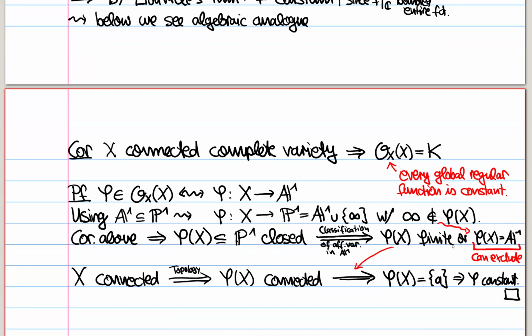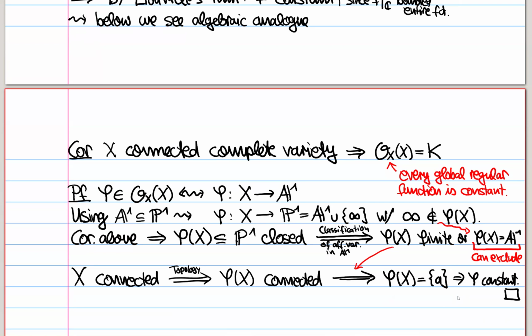And we want to show it's constant, but now we can use the second assumption, because X is a connected variety. And so basic topology just says if you have something connected and you take a continuous map, then the image is still connected. And then we know two things about the image. It is connected and it is finite. And the only finite and connected set is just a single element set. So phi of X is equal to a. But this tells us this regular function was actually a constant function, constant equal to this a.